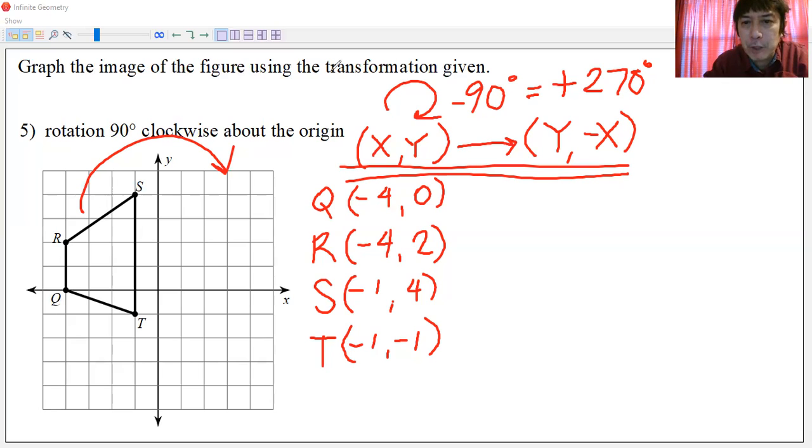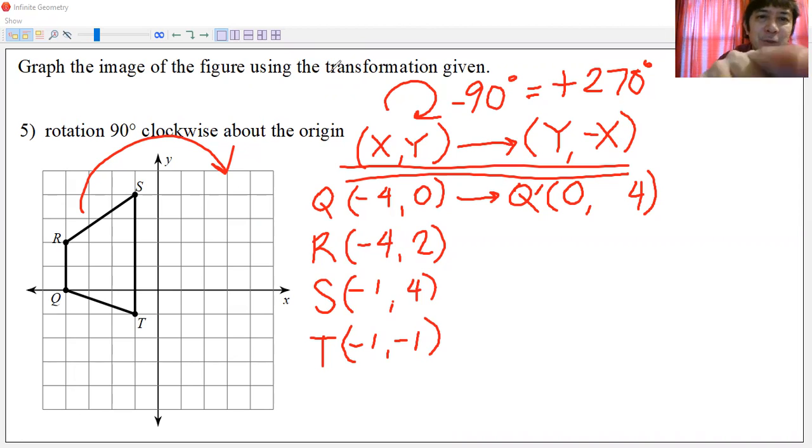So let's apply the rule. This will be Q prime. Let's do it one by one this time. Point Q, Q prime. That means we're going to interchange. This is 0 now, and this is negative 4. But we're supposed to reverse the sign for the X after moving it. So we will have to erase and make this positive 4.